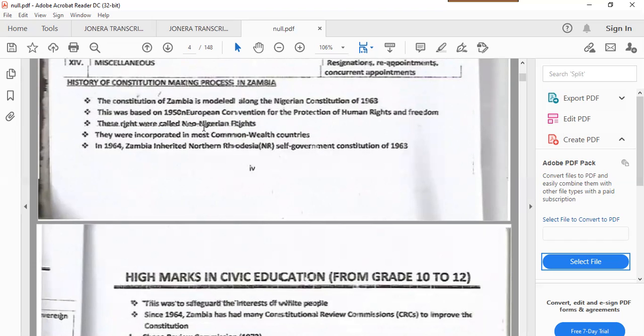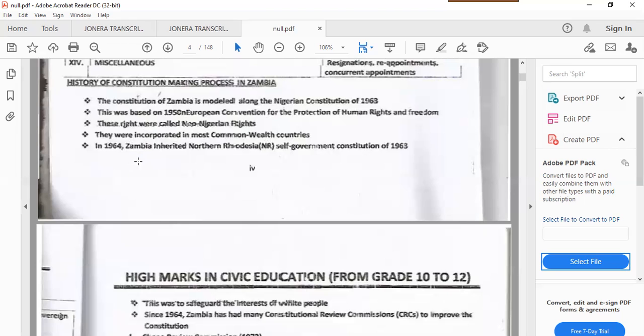When we talk about the convention, it means people met to make huge decisions that will impact the entire nation. So these Nigerians, they met somewhere. They are the European Convention for the Protection of Human Rights, and these were called the Neo-Nigerian rights. And also they were incorporated in most Commonwealth countries.